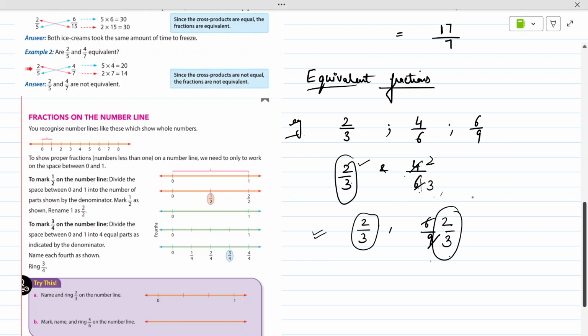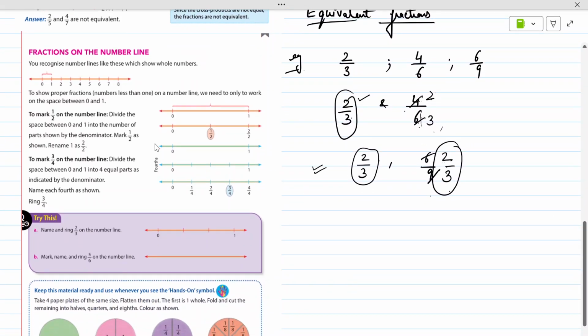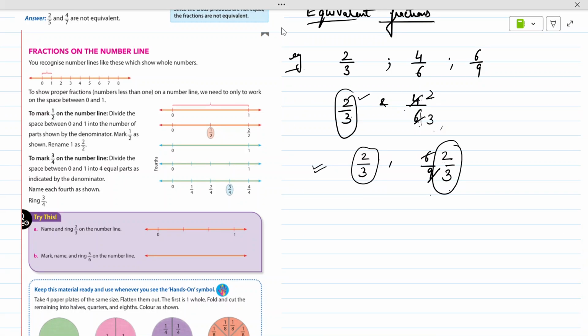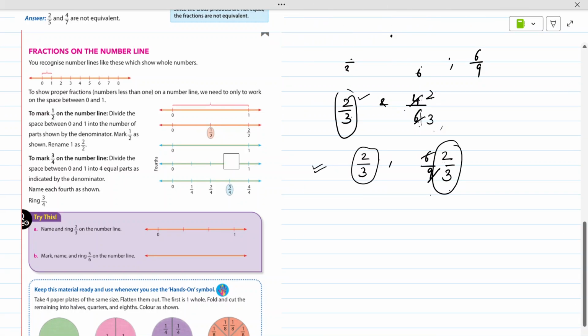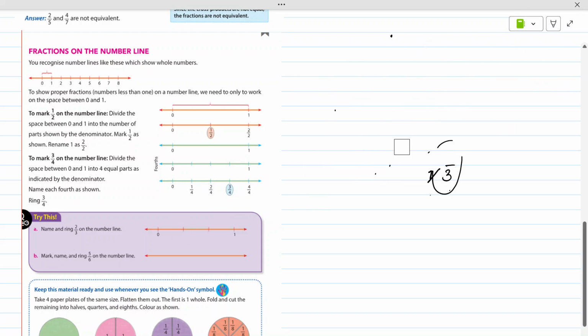Okay, so let's move ahead, and what we have here is to represent a fraction on a number line. Okay, so kids, here let me erase this first. So we are given a number line here starting from 0 to 1. Okay, let us try to draw a similar line over here. I'm drawing.